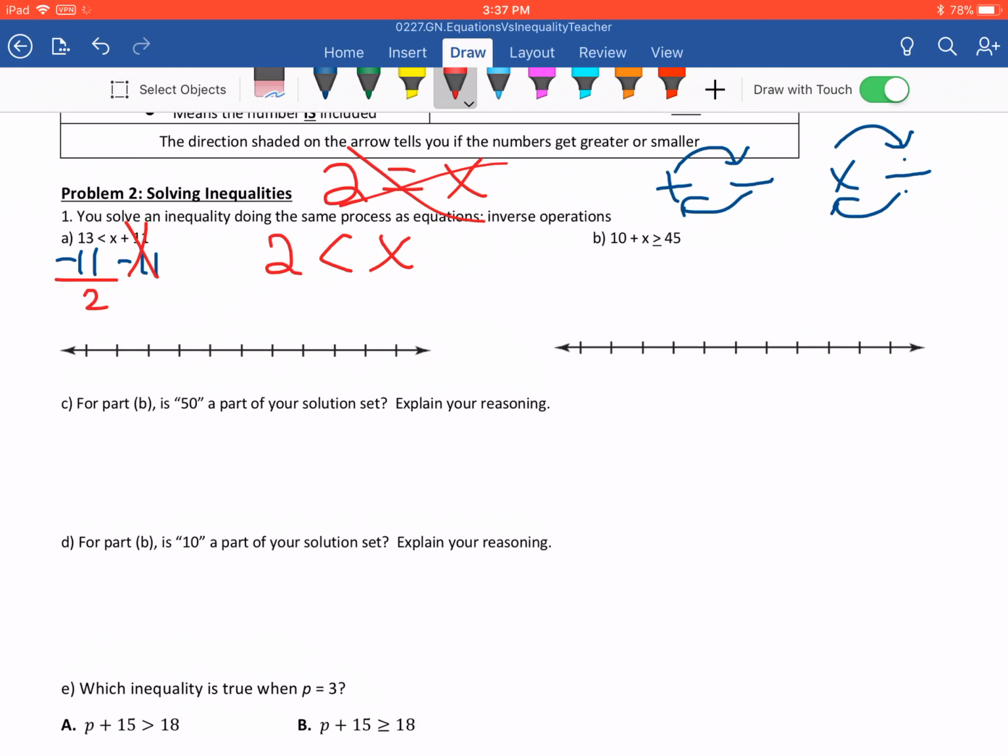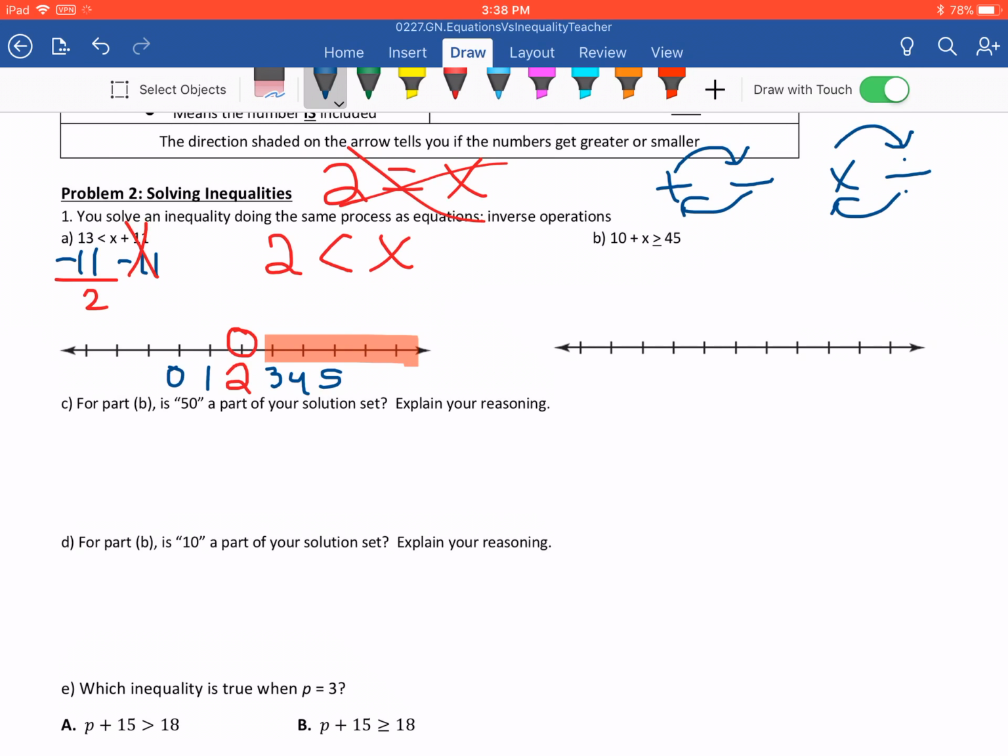So now we're going to graph it. Here's 2. Since there's no line underneath it, I know that I need to put an open circle. So 2 is less than x. That means x can be anything that is bigger than 2, so I would shade this side, because that's where the numbers get bigger. And if I wanted to, I could fill this in. But I'm going to stop there.